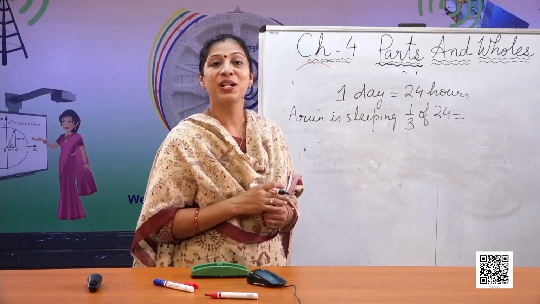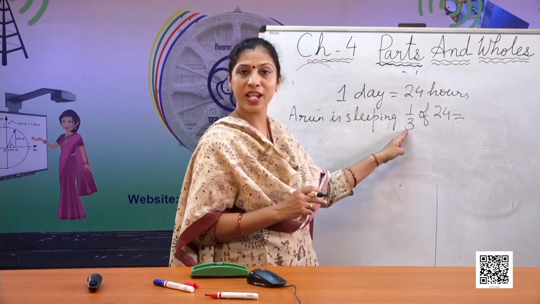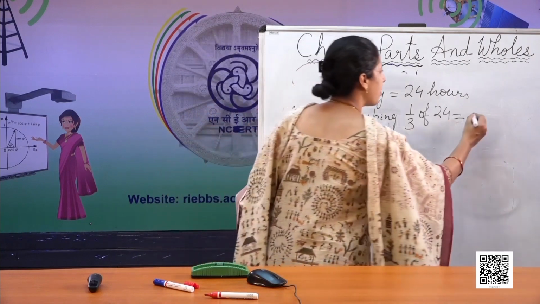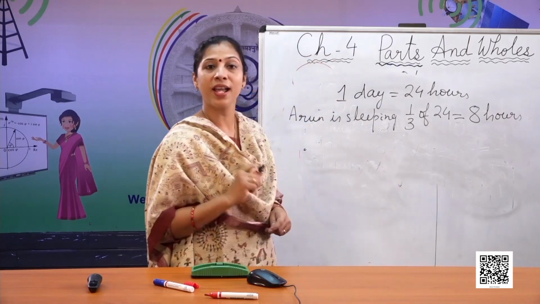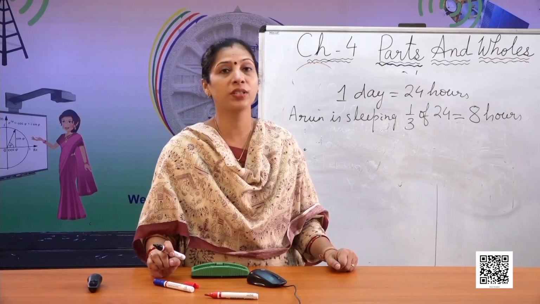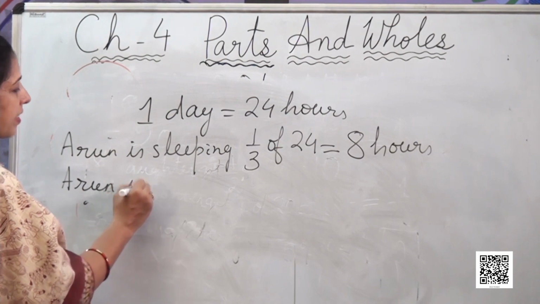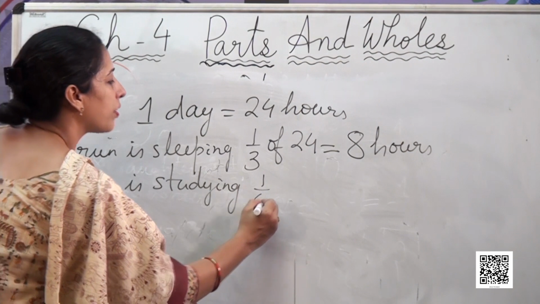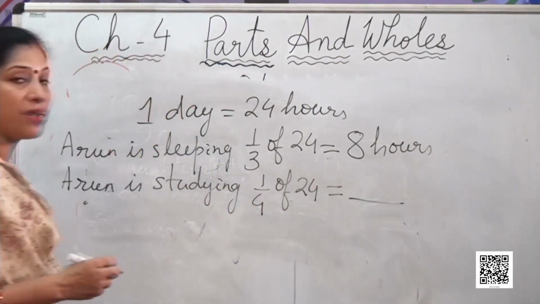Yes, it is 24 divided by how many parts? It is 3 equal parts. So 24 divided by 3 is equal to 8 hours. So Arun is sleeping for 8 hours. And he studies 1/4 of a day. Can you find out on your own? Arun is studying 1/4 of 24 hours. You can find out on your own.